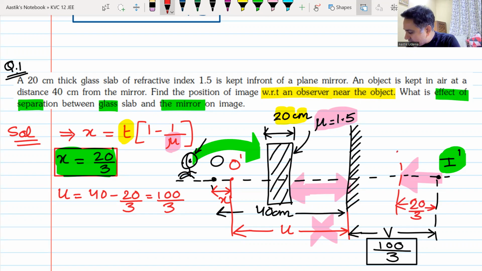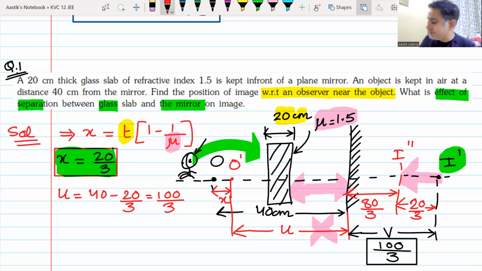So it will appear here. And how much is this distance, my dear friends? The total distance is 100 by 3. I take out 20 by 3 from it. Answer is 80 by 3. So it will be 80 by 3. Do we understand this? So it will appear at a distance of 80 by 3 behind the mirror.